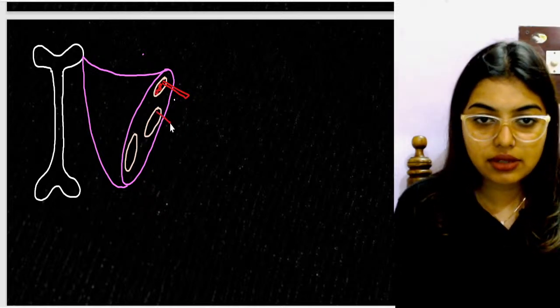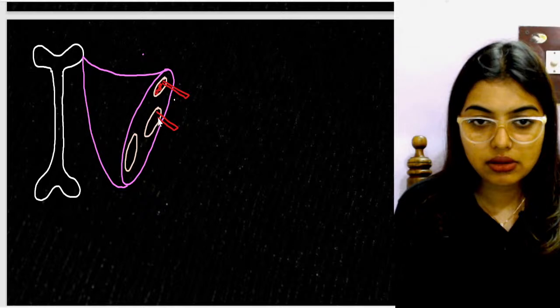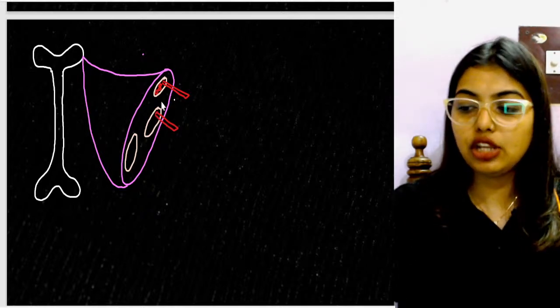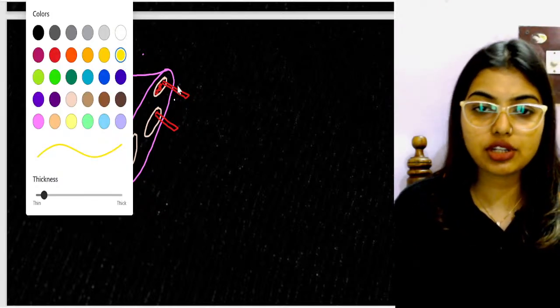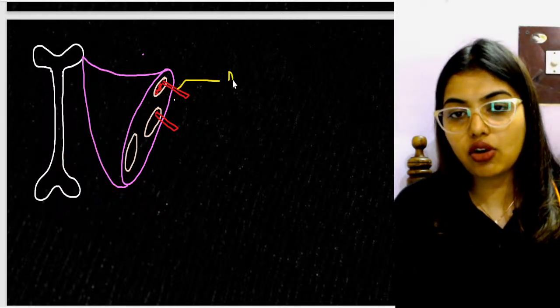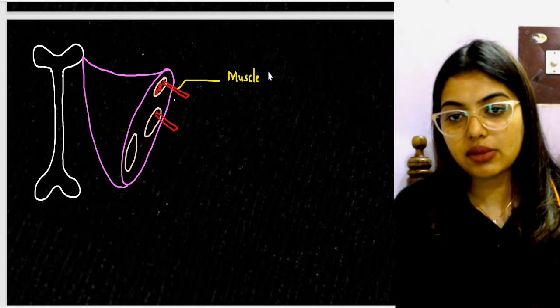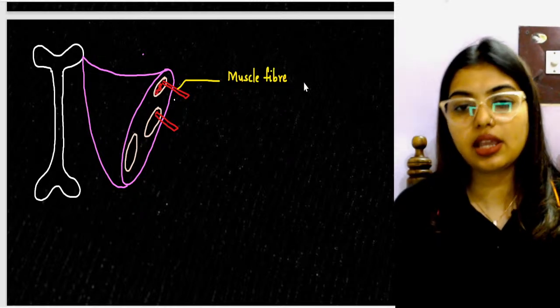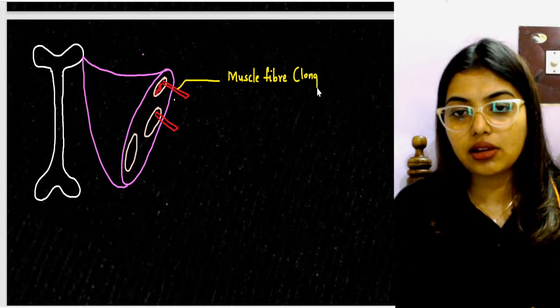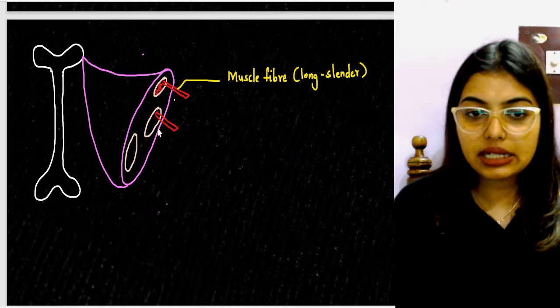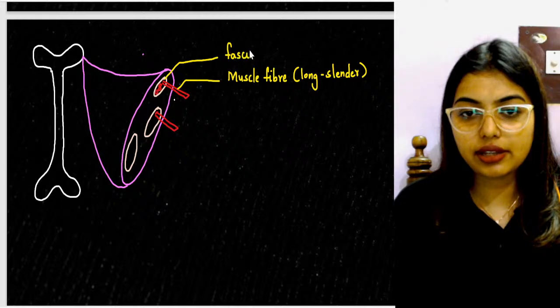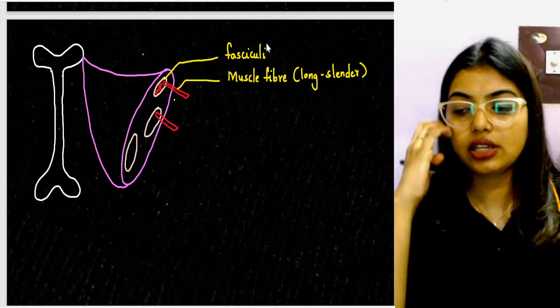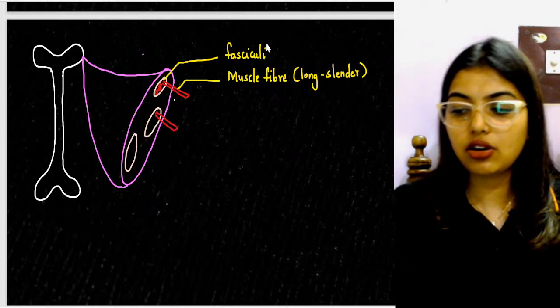So these muscle fibers are going to be long. That's why we're calling it muscle fibers. Why? They're long and slender. This is called a muscle fiber. That is why we call them muscle fibers. Now, these bundles, I told you, are called fasciculi. Got it? Bundles are called fasciculi.